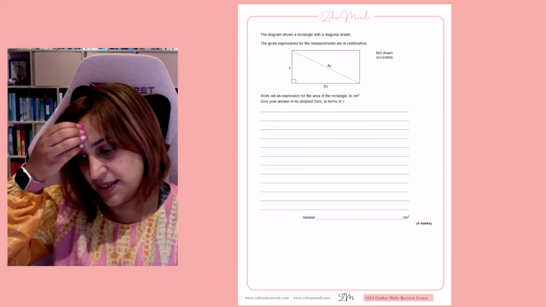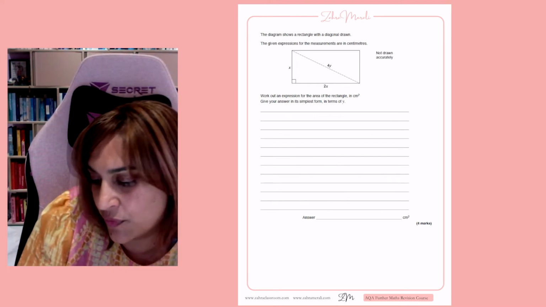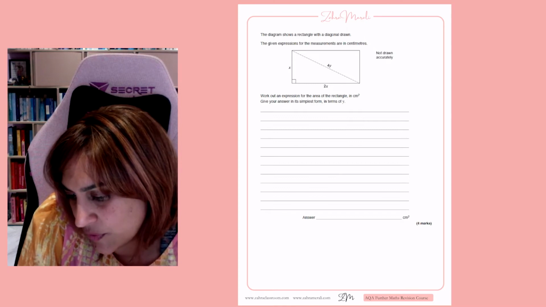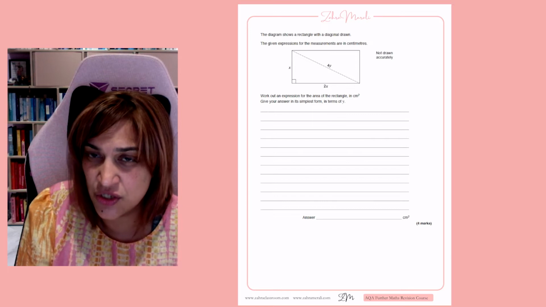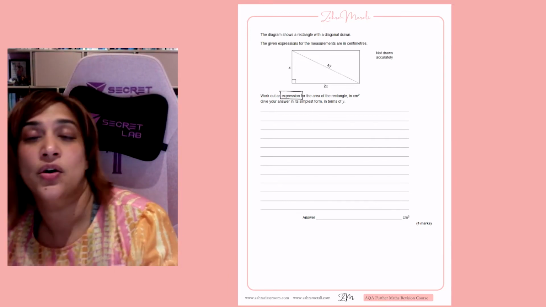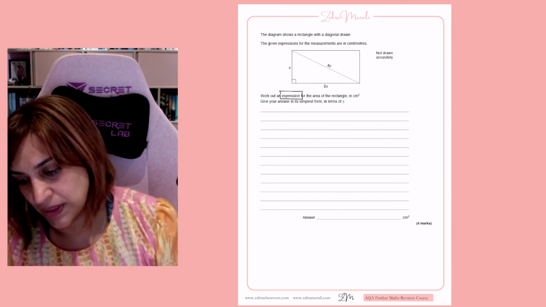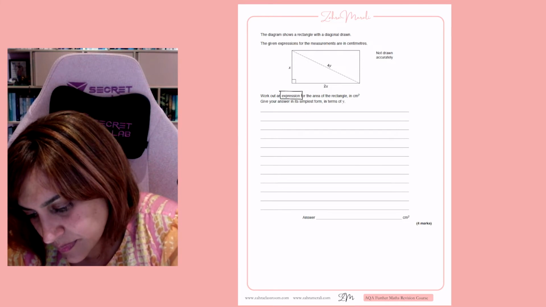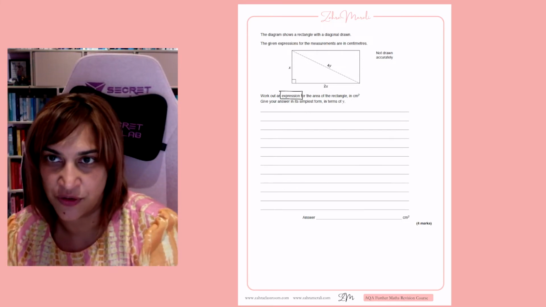Okay, the diagram shows a rectangle this time. So we've got a rectangle, we've got some measurements, and we want an expression. So don't freak out if you get asked for an expression for the area. All you're doing is finding something in terms of x and y. And here we want, in its simplest form, in terms of only y.